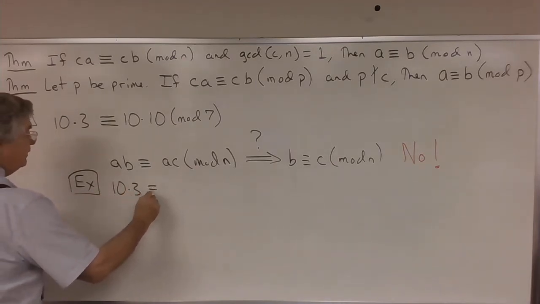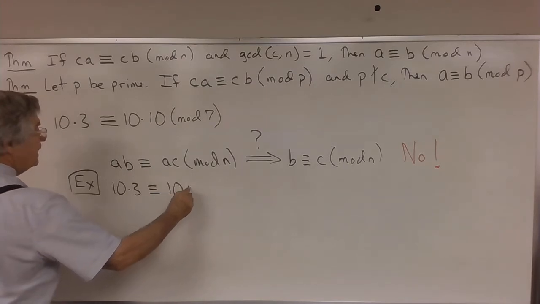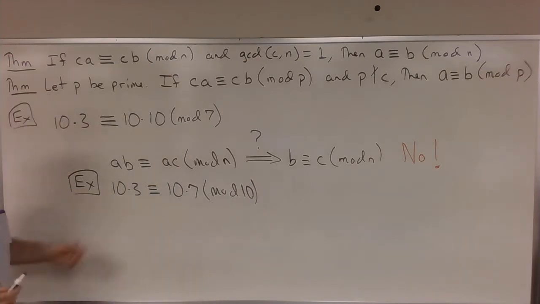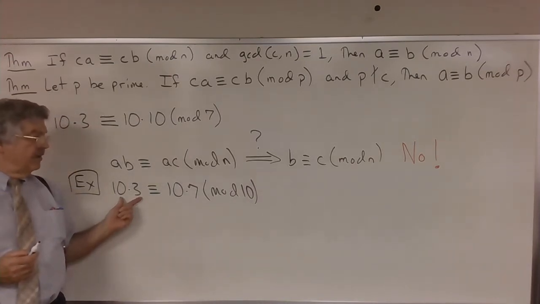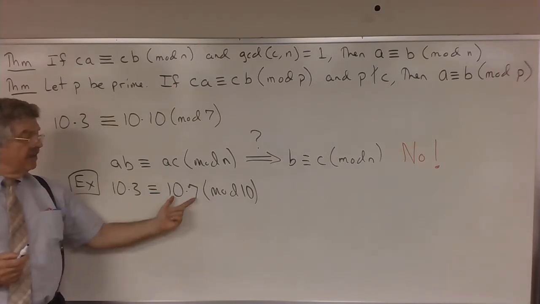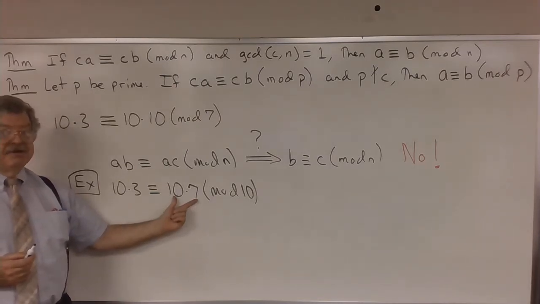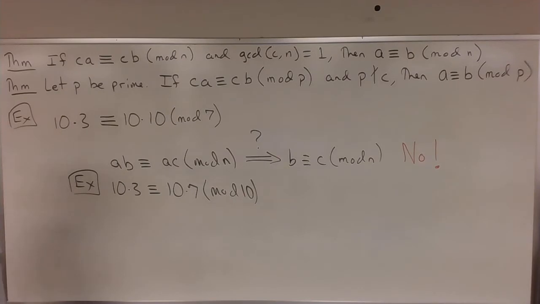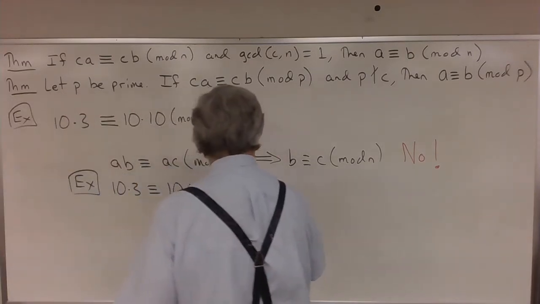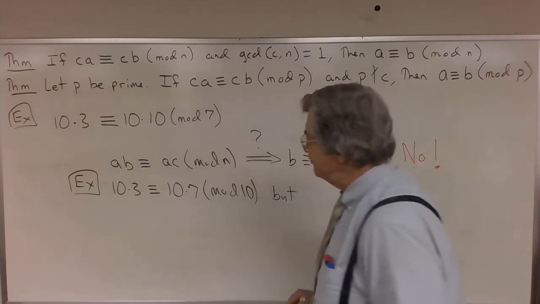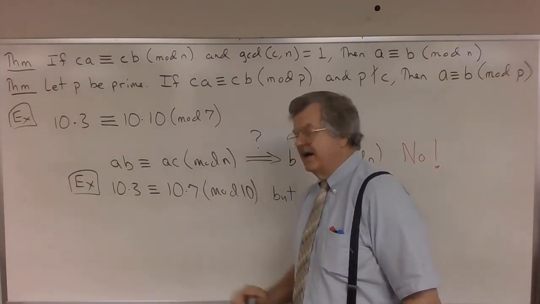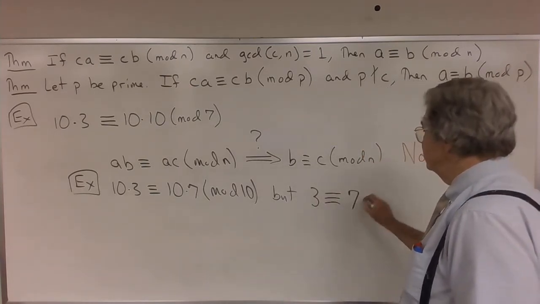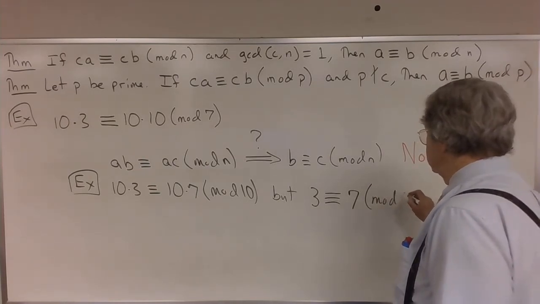10 times 3 is congruent to 10 times 7 mod 10, and that's true. This is 30, which is congruent to 0 mod 10. This is 70, which is congruent to 0 mod 10, because 10 divides both of these things. But what happens if I cancel a 10 from each side? I have 3 congruent to 7 mod 10.